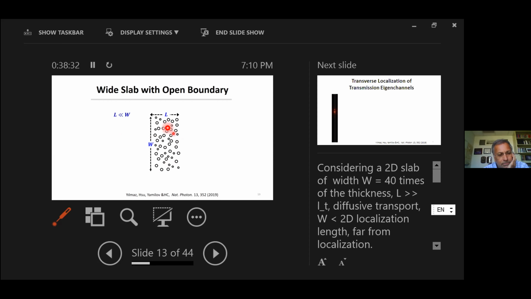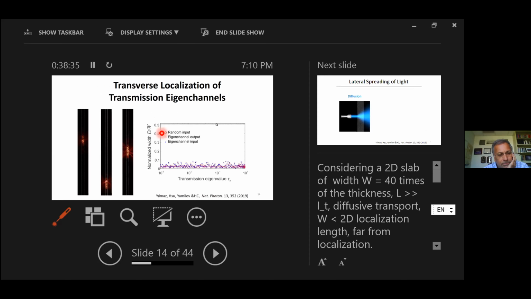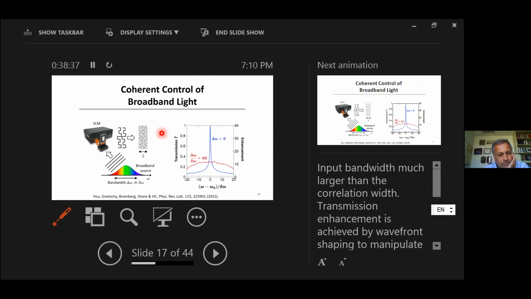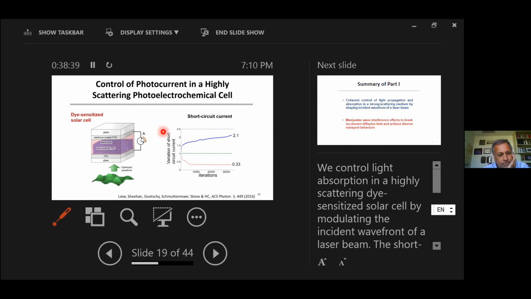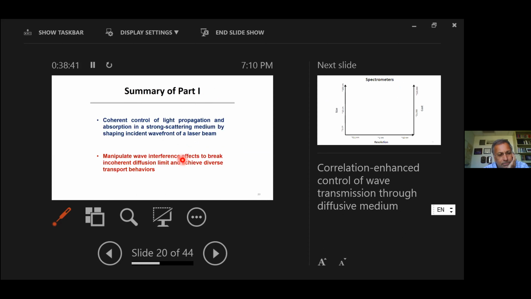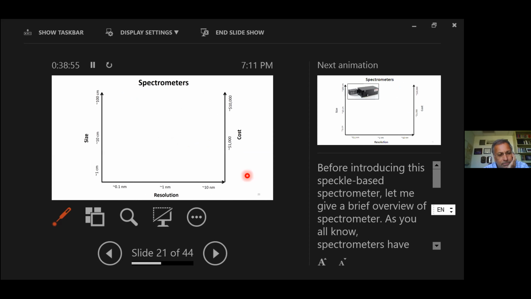So this part is a little bit more related to the physics, maybe. In the next part, I'll show you one application using disordered systems. In the earlier part, we tried to overcome the disorder effect, or compensate for it, to enhance transmission or absorption. But next, we are trying to utilize disorder for some device application. I'm going to show one example, a spectrometer.